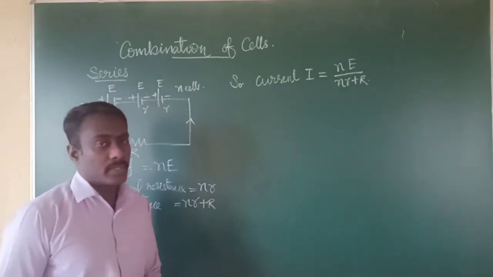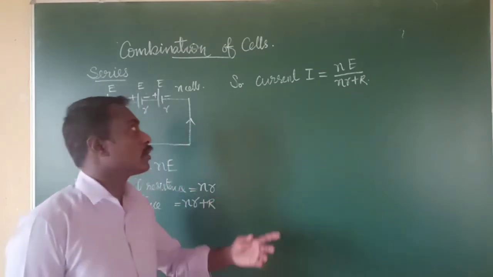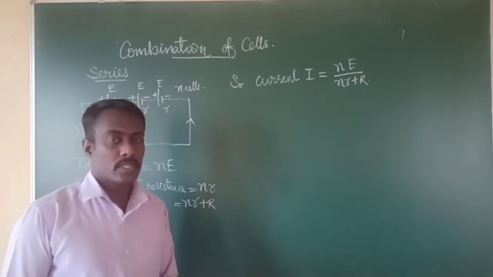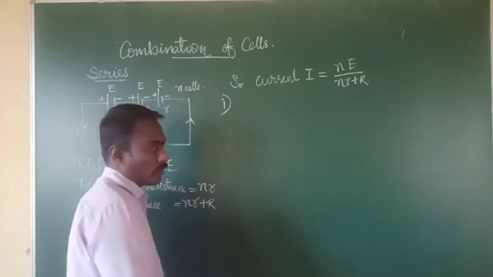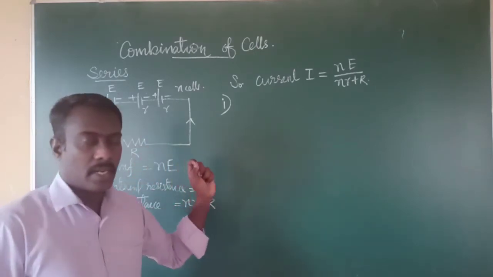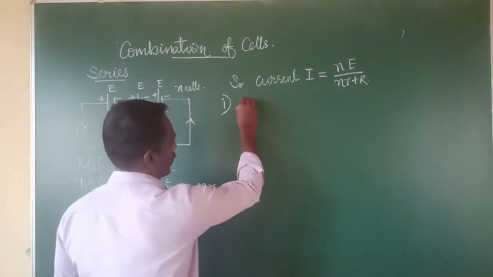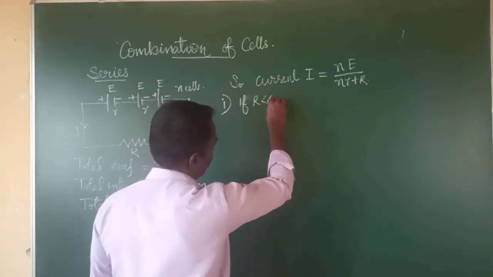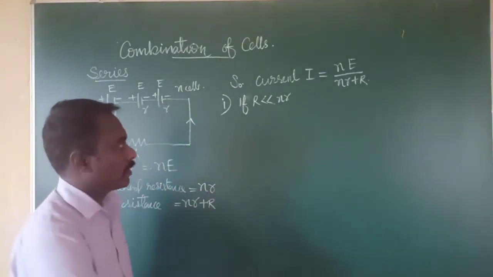Now here there are two conditions in order to find the maximum current flowing through this circuit. The first condition is when the external resistance R connected to the circuit is less than the internal resistance of the cells. So what is the external resistance? If R is much less than the total internal resistance N into r, then what will be the current?